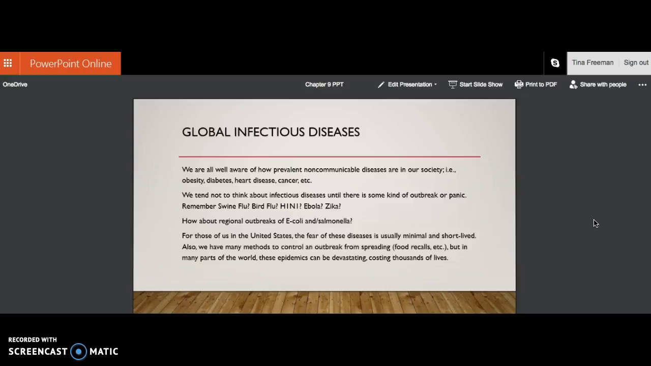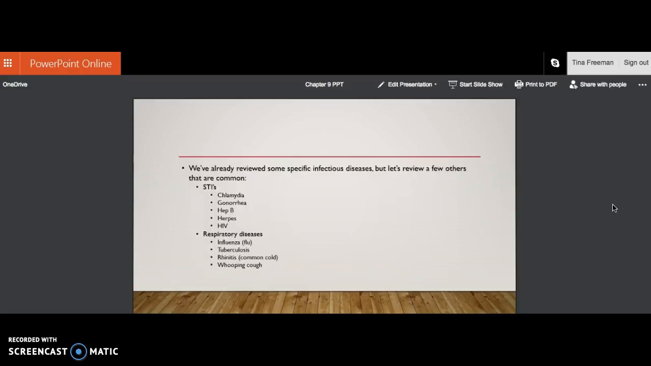We have so many methods in place to control certain outbreaks from spreading too far, like food recalls and things of that nature. But in other parts of the world, these epidemics, such as Ebola or Zika, can be devastating and result in the loss of thousands, if not millions, of lives.